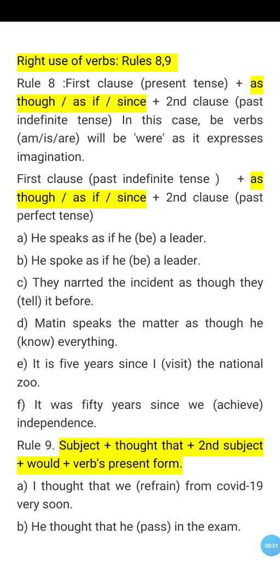If you find two clauses added by as, though, as if and since, and if you find the first clause in present tense, then you have to turn the second clause into past indefinite tense. In this case, be verbs will be were, as it expresses imagination. You know about be verb. Am, is, are are called be verbs.